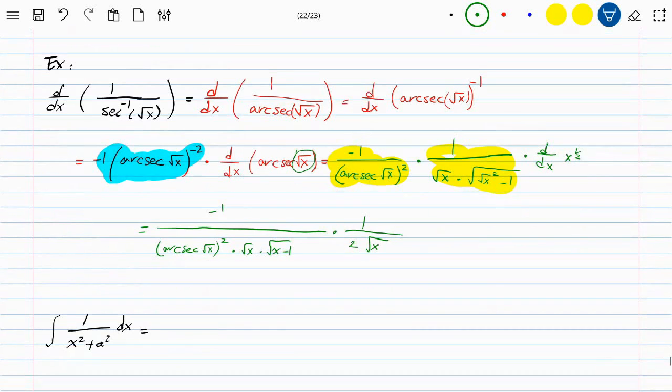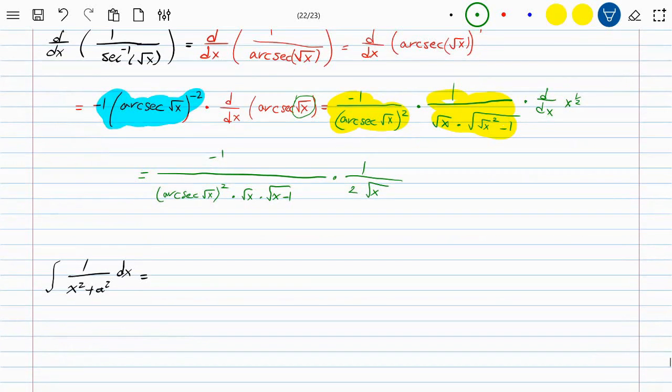Simplification is not that important at the moment, but you should always try to multiply the terms that you can possibly do. In this case, square root of x and square root of x are just simply x. You multiply them. Okay, how about the next one?